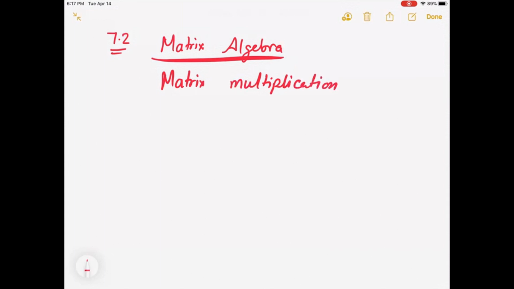So how do we multiply matrices? How do we do that? Let's talk about the dimension first, because that's the foundation for multiplying two matrices.